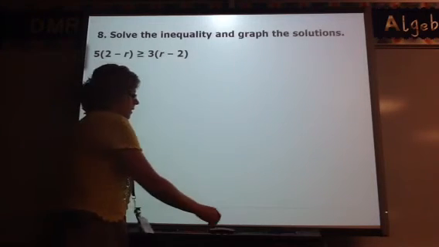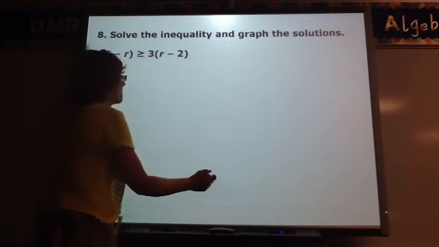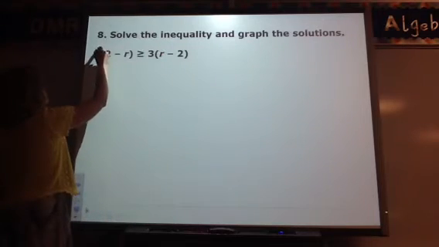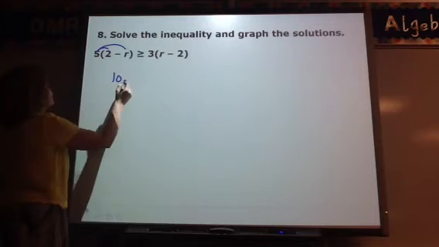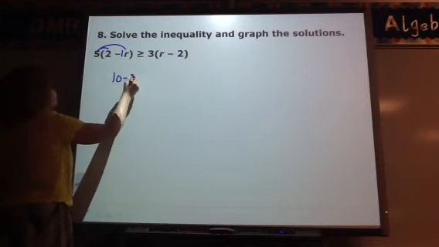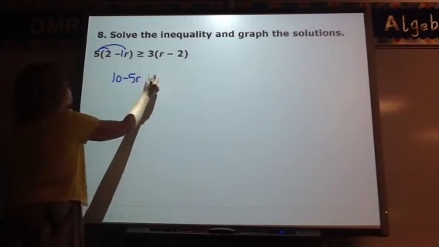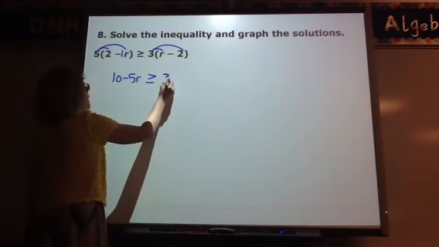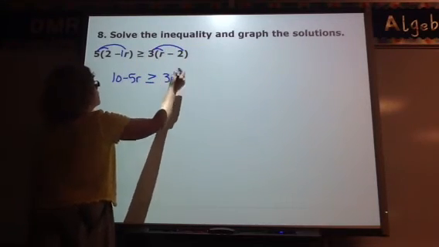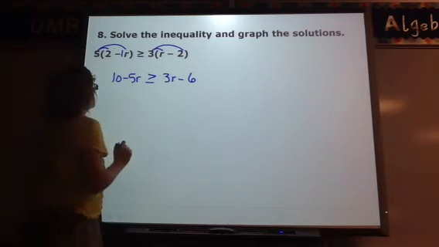Okay, this is one where we can simplify on both sides of the inequality by using distributive property. So let's distribute the left side. 5 times 2 is 10. 5 times 1r is 5r. Distribute the right side. 3 times 1r is 3r. 3 times 2 is 6.